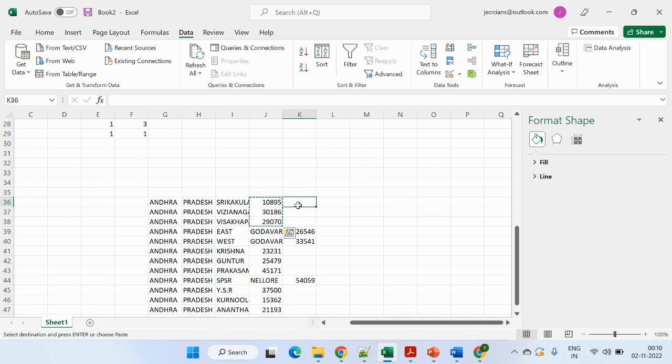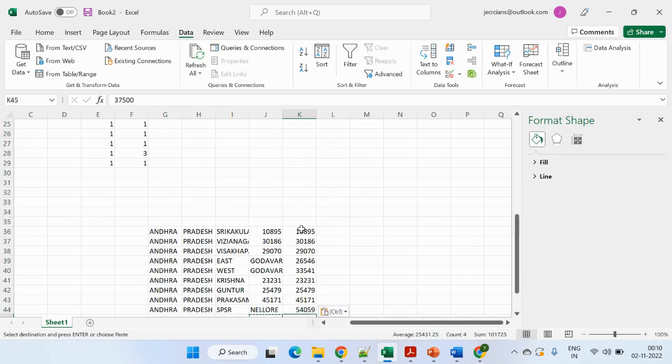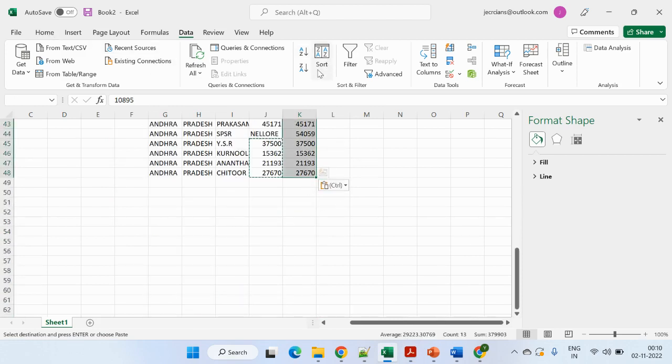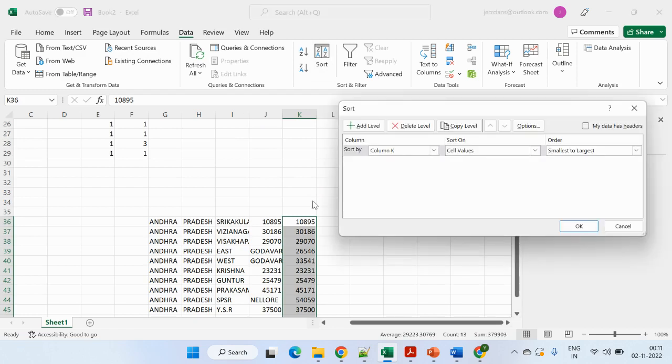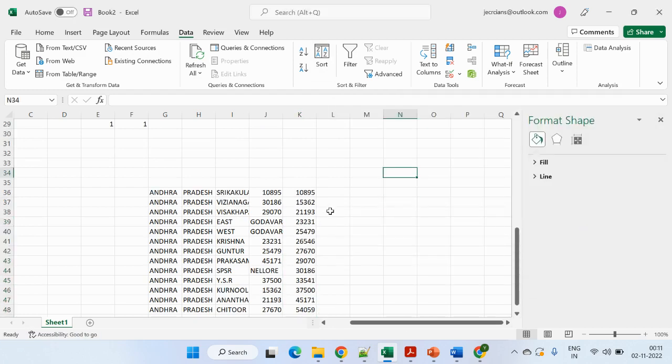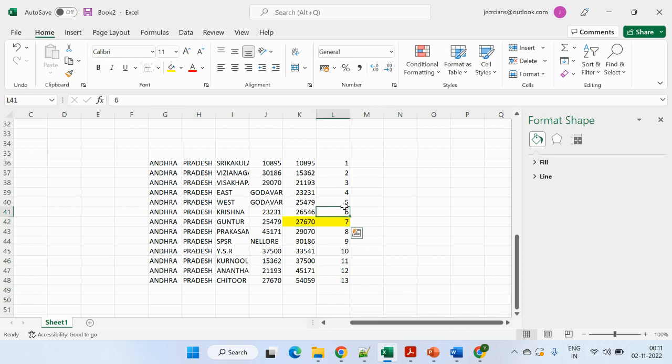Okay, copying these values. I'm just using sort, continue with the current selection, okay, no problem, right? So if we see the total number of values, I think 13 values are there, right? So the middle one is 13 by 2, which is 6.5, right? So the middle value will be the 7th. This is the middle value. I'm just highlighting this one. So all the values above this are the higher values.